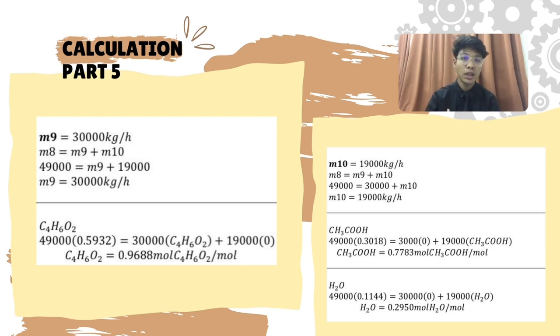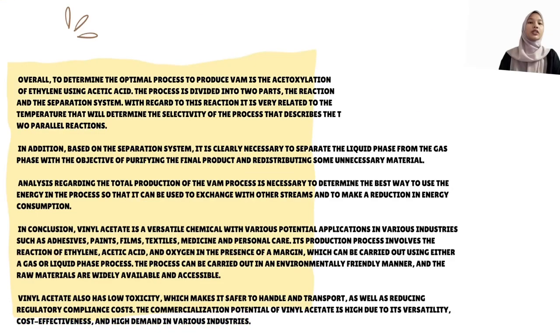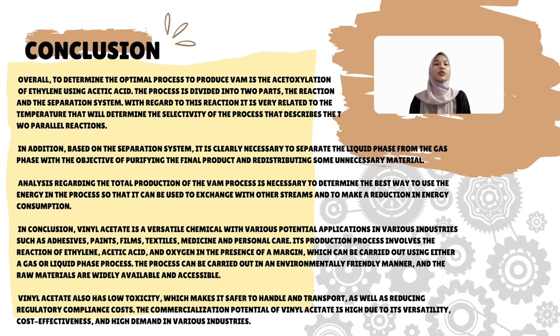And lastly, acetic acid is the same as water. 49,000 multiplied by 0.3018 equals 30,000 multiplied by 0 plus 19,000 multiplied by x. So for acetic acid, we will get 0.7783.